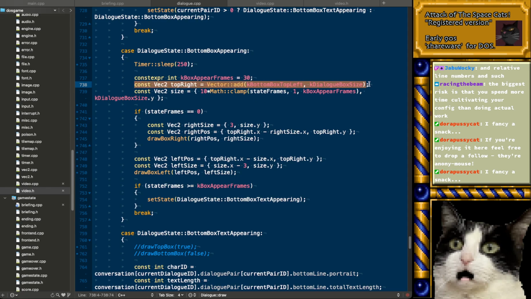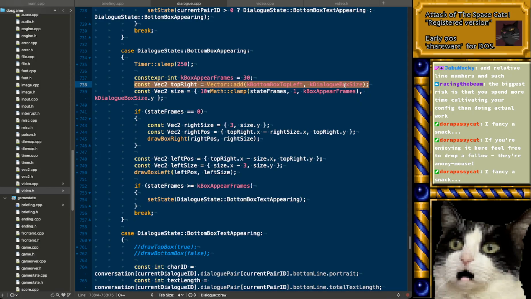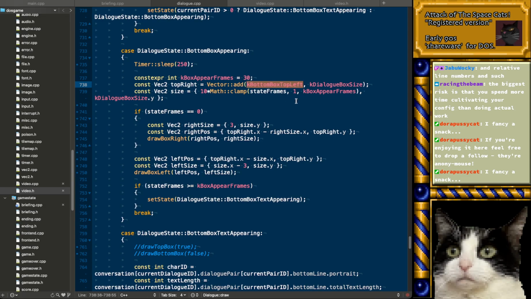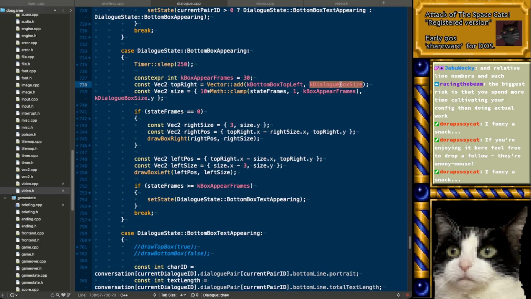This is a bit weird in itself. The top right of the bottom dialog box is the top left of the top one. Oh no, it's not. That's the bottom box top left. Ugh. To which I'm adding the size of the dialog, which surely includes the height. So of course that's wrong.